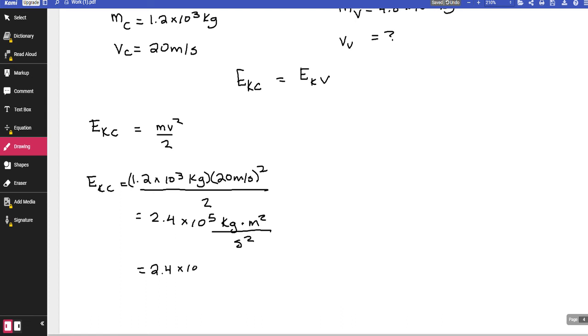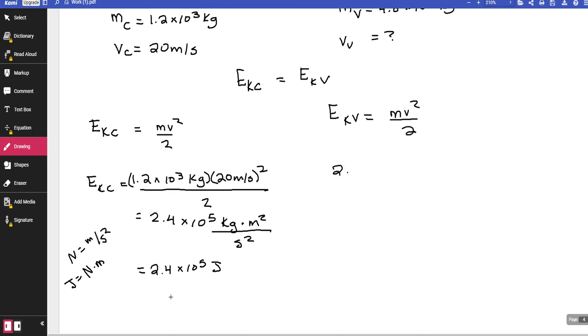And if that's confusing to you, you just got to remember that newtons is also kilogram meters per second squared, and then we said a joule is equal to Newton times meters, so it kind of works together. I digress. Now, we're trying to find the velocity of the van. We know that the EKV is the same as this one, so let's set up our equation, mv squared divided by 2.